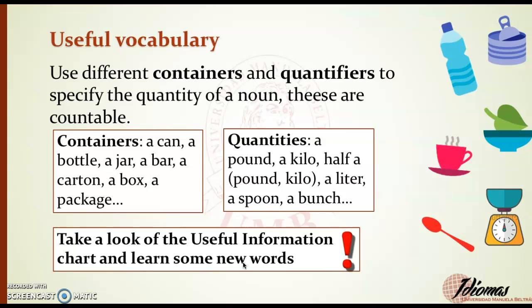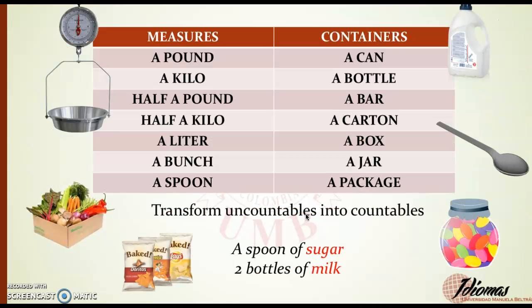Decíamos el ejemplo, a can, una lata. Una lata de atún es contable, aunque el atún hace parte de los incontables. También los podemos medir. Quantities. A pound, a kilo, half a pound, a liter, a spoon, and a bunch. Estas son unidades de medida que nos sirven para contar. Estas son contables, mas no el sustantivo en sí.